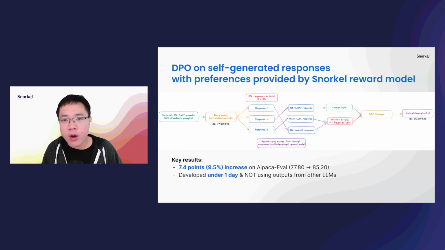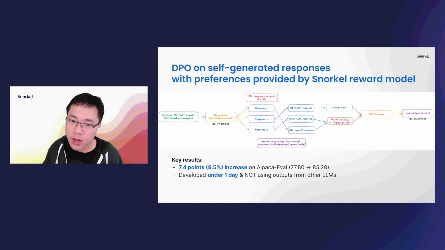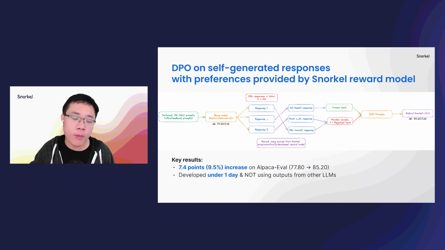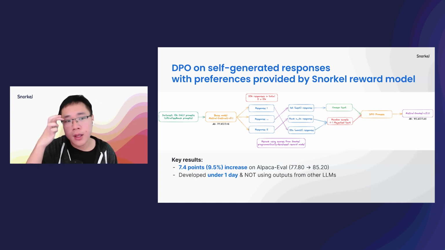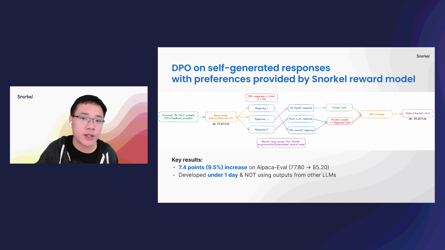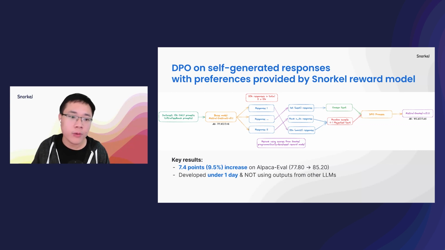Now that we have that reward model, how can we use it in the final alignment piece? Here, we propose doing DPO. We're choosing DPO right now because it's more computationally friendly, but we expect the same results from the reinforcement learning approach. So you can do DPO on your self-generated responses with preferences provided by the Snorkel model.